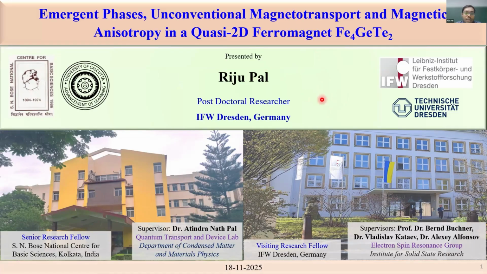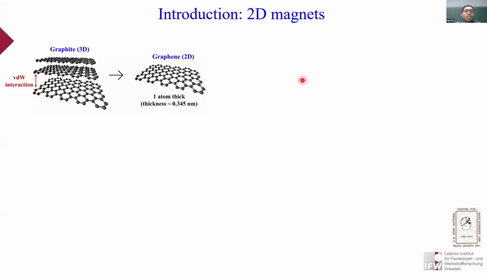So we all know that the field of 2D materials emerged after the discovery of graphene, which is a one atomic thick layer that can be exfoliated from the bulk graphite crystal, because in the bulk graphite phase, the layers are connected with weak van der Waals interaction.